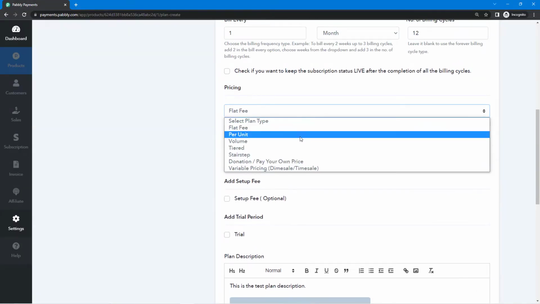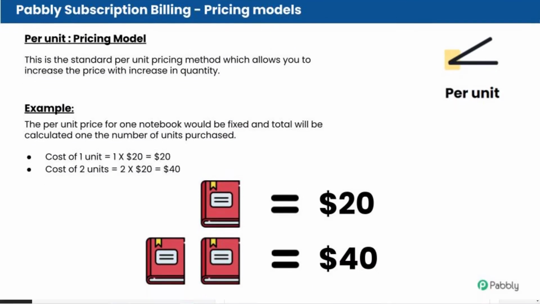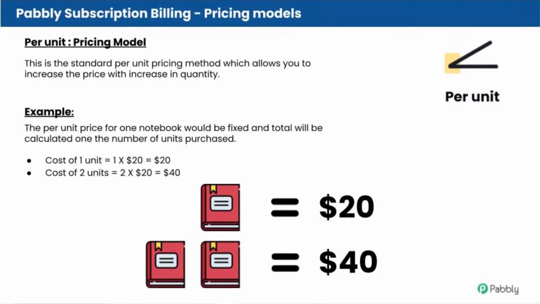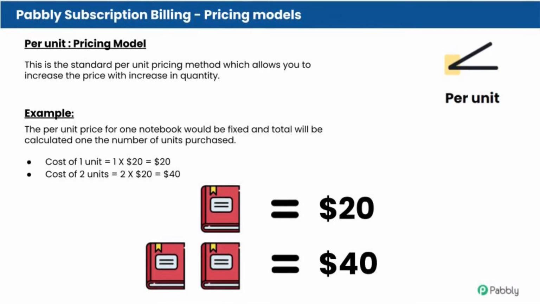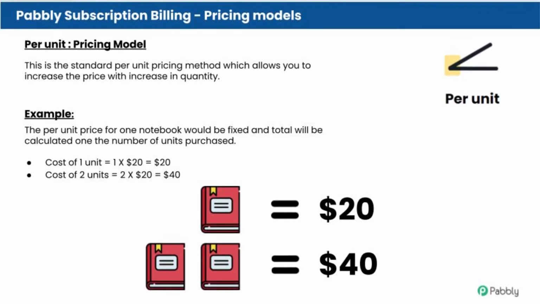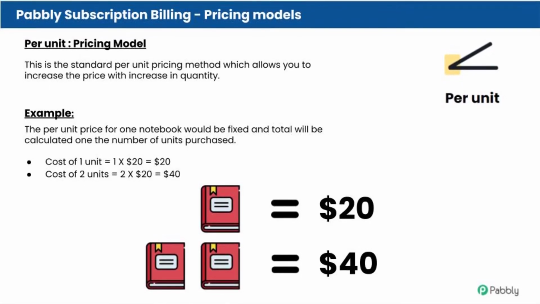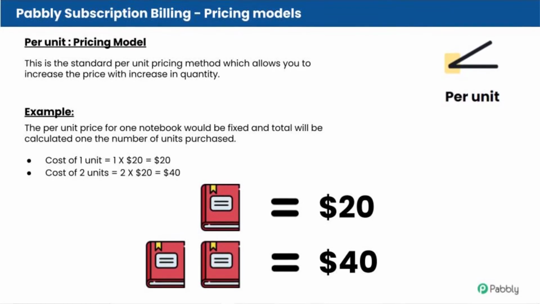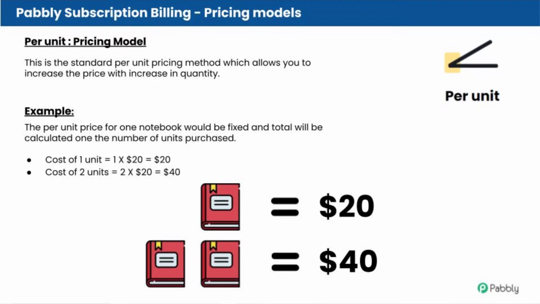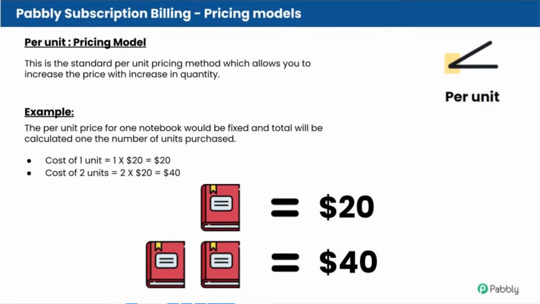The second pricing model we have here is the per unit pricing model. In the per unit pricing model, the amount changes according to the quantity of the product. Let's take the example of this notebook, which costs $20. While paying at the checkout page, your customer will have the option to select as many quantities as he wishes to purchase. If he purchases 2 quantities, he'll be charged a total of $40. If the customer purchases 5 quantities, he will be charged a total of $100. That's how the per unit pricing model works here.